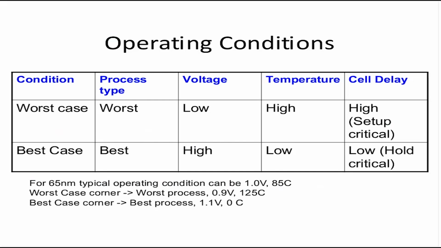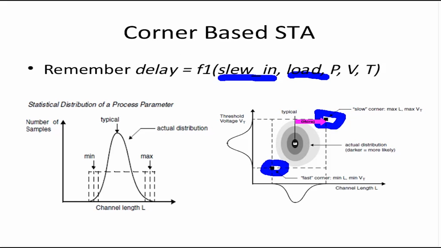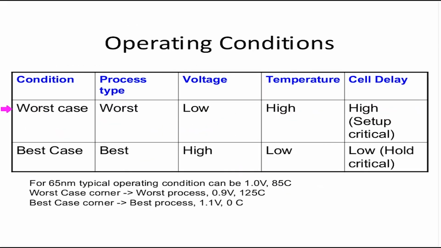One is the worst case corner as depicted by this graph. We should have at least two corners, worst case and best case. For the worst case corner, process type is worst, which means NMOS and PMOS both are slow. Voltage is low, temperature is high, the cell delay is high, which is setup critical.